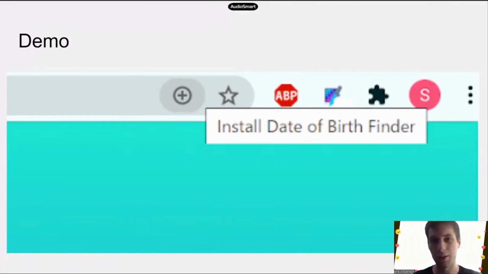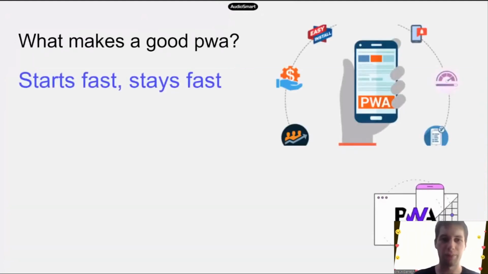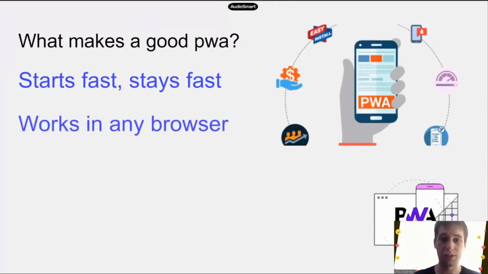That alone doesn't make it a progressive web app. As we discussed before, it will need to be fast, reliable, installable, which is what we just went over, and also work across many devices. That's something you should be doing anyway if you want your application to run both on mobile and desktop. So what makes a good progressive web app? It starts fast, it stays fast. It works in any browser.